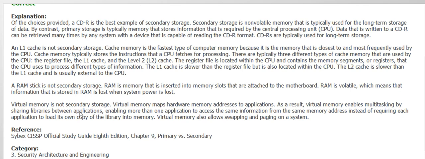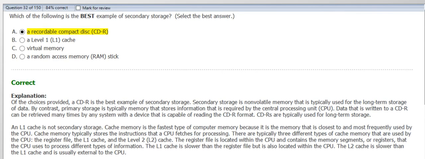Same, virtual memory is also not secondary storage. It maps hardware memory addresses to applications. This is a very important statement here. Virtual memory enables multitasking by sharing libraries between the applications, and it enables more than one application to access the same information from the same memory address instead of requiring each application to load its own copy of the library into memory. Virtual memory also allows swapping and paging on a system. So the best example of secondary storage is the recordable compact disk.